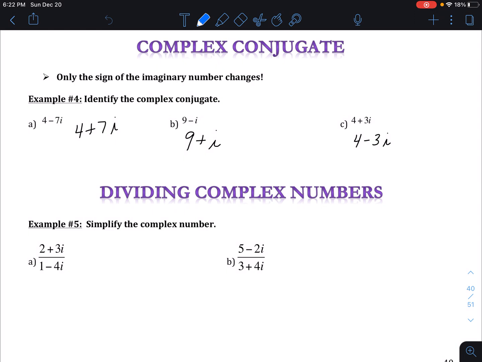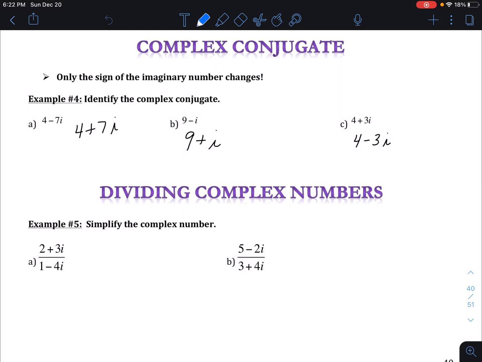There's certain rules in math, like you're not allowed to have a square root in a denominator. There's also a rule in math that you are not allowed to have imaginary numbers in a denominator, in the bottom of a fraction. So as you can see in example 5 here, we have to simplify these. We have to learn how to get rid of the complex numbers in the denominator.